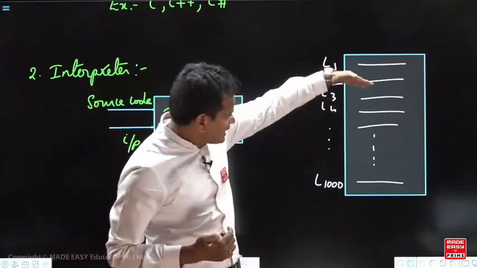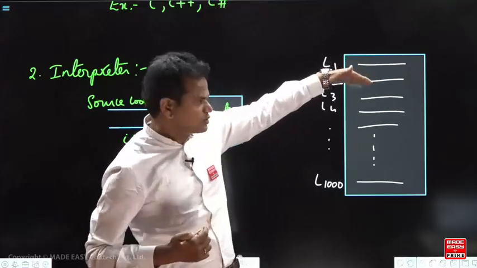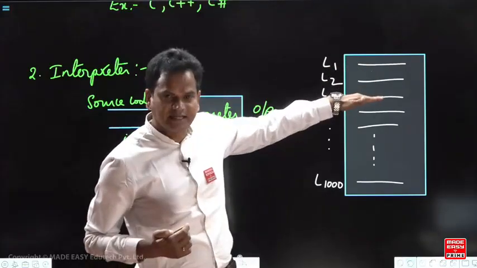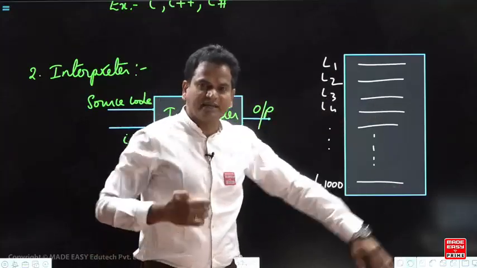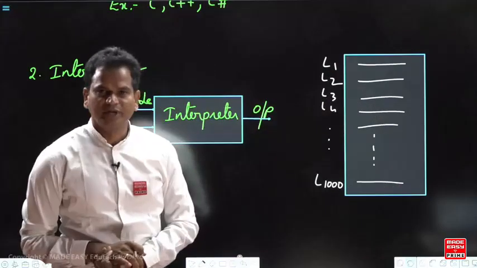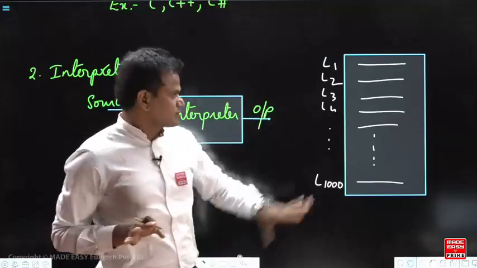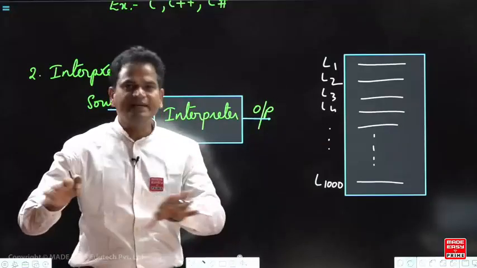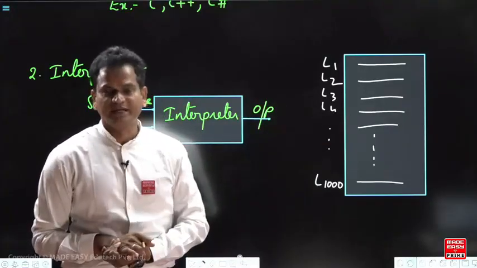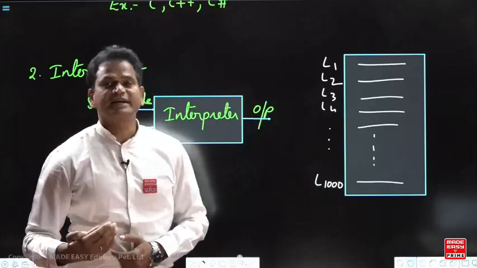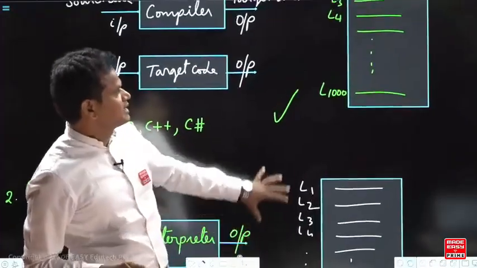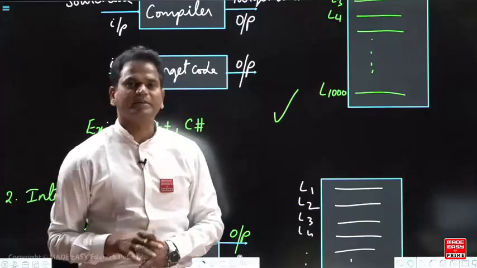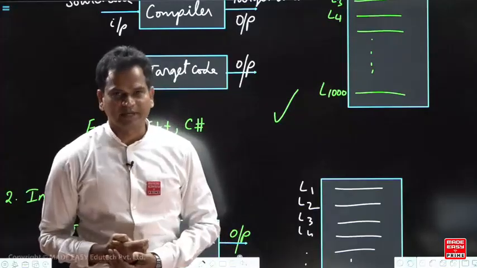Once it executes line 2, it need not store it anywhere. Then it comes to line 3, then line 4, then line 5, and finally after the 1000th line it will produce the direct output. So you need not store the intermediate code or object code anywhere in the main memory. That is the reason the interpreter requires less memory. Whereas in the case of a compiler, you have to store the object code in the main memory. So the compiler needs more memory.